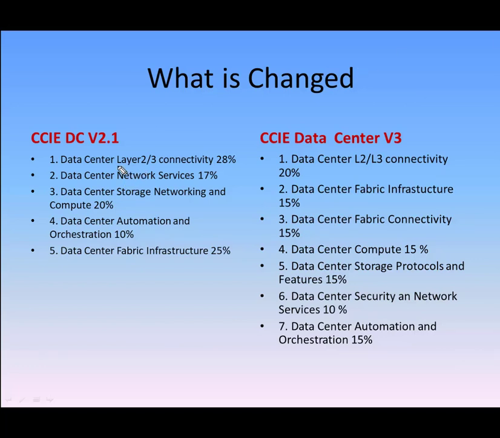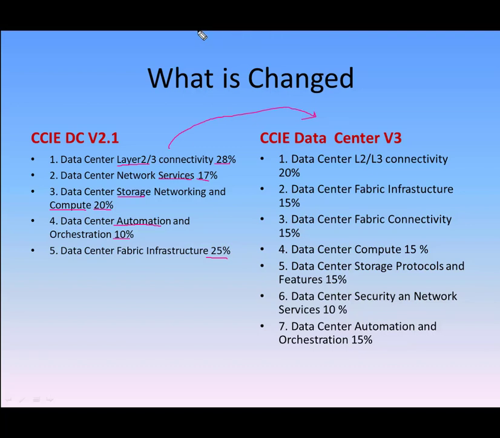In version 2.1, we have layer 2 and 3 technologies at 28%, and data center services at 17%. Storage, networking, and compute is 20%. Automation is 10% of the exam. And fabric infrastructure is a huge 25%. So let's move over and take a look at what's changed.